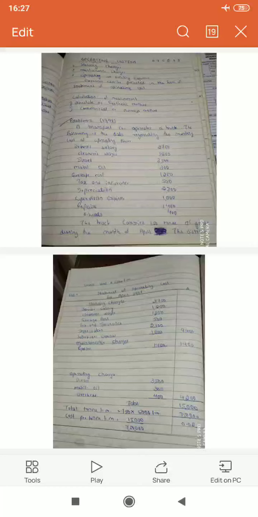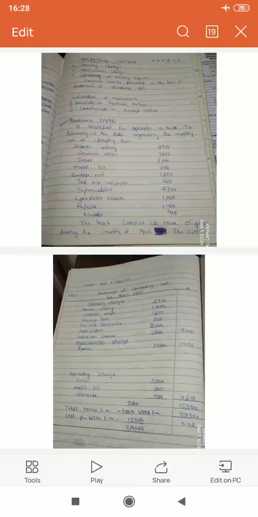Now, driver salary, cleaner's wages, in the sense salary, then diesel, then lubricating oil. In fact, it is written as mobile oil, in the sense lubricating oil, then garage rent, tax and insurance, depreciation, supervision expenses, repairs, overheads. All these expenses are given. Further, specific information is given pertaining to the truck. The truck carried 150 tons of goods during the month of April. The distance covered was 5,000 kilometers.